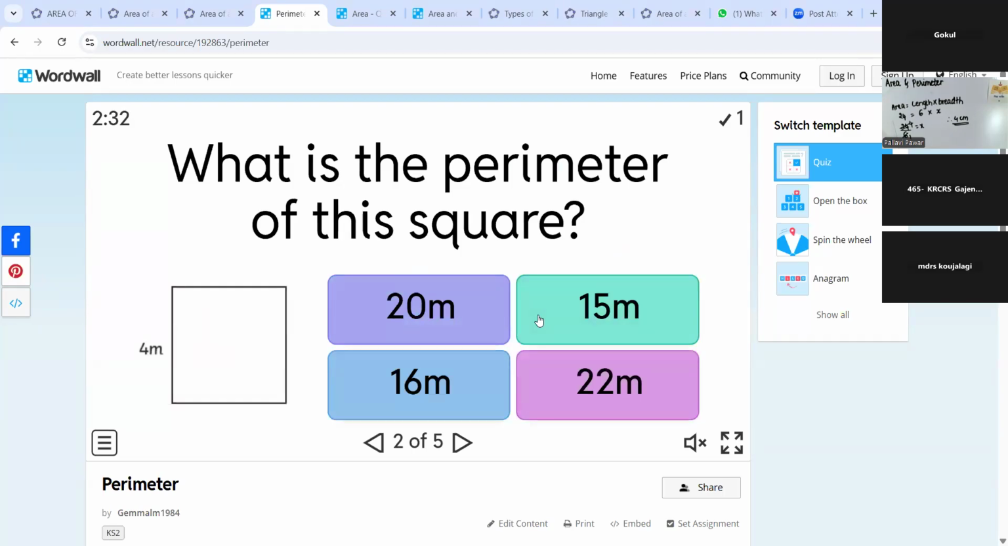So next, what is the perimeter of this square? A square tells us that all the sides are equal. So what is the formula for that? What is the formula for the perimeter of a square? 4 into the length of a side. So we have the length of a side, that is 4 meter. So 4 into 4, it is 16 meter. Yes.